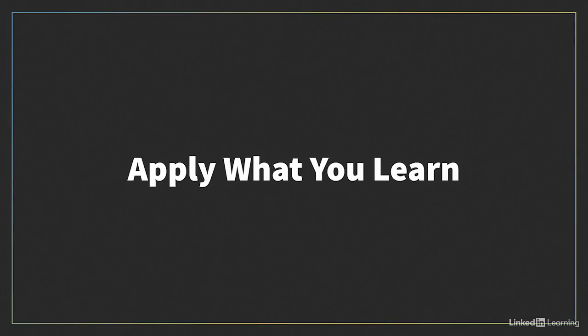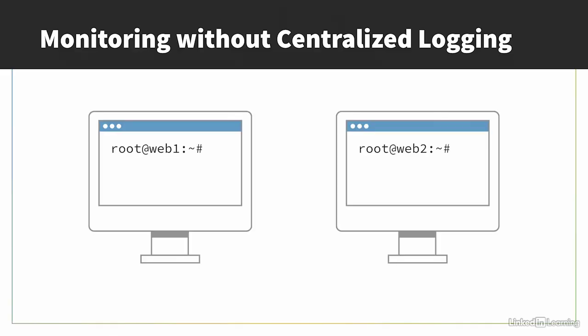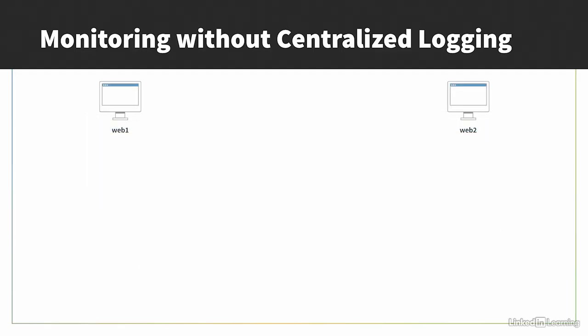For this last chapter, we're going to take some of the things we've learned and see how to apply them to a real web app with multiple web servers. Let's look at how you might monitor these systems without a centralized logging solution like Splunk. You'd have to log into each machine via SSH and just start looking through the log text files.